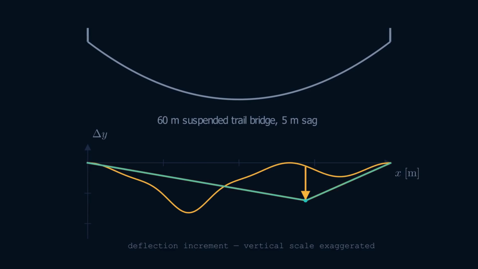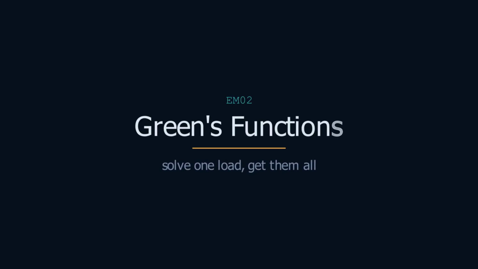The tent you drew for one walker contains the answer for every possible load on this bridge, and getting it out is a single integral. That tent has a name. Green's functions. One solution that contains all the others.